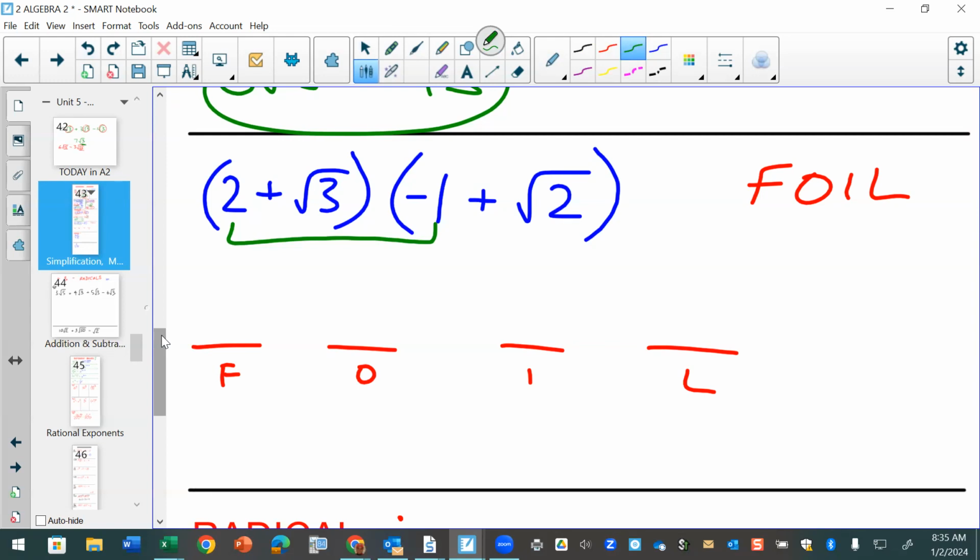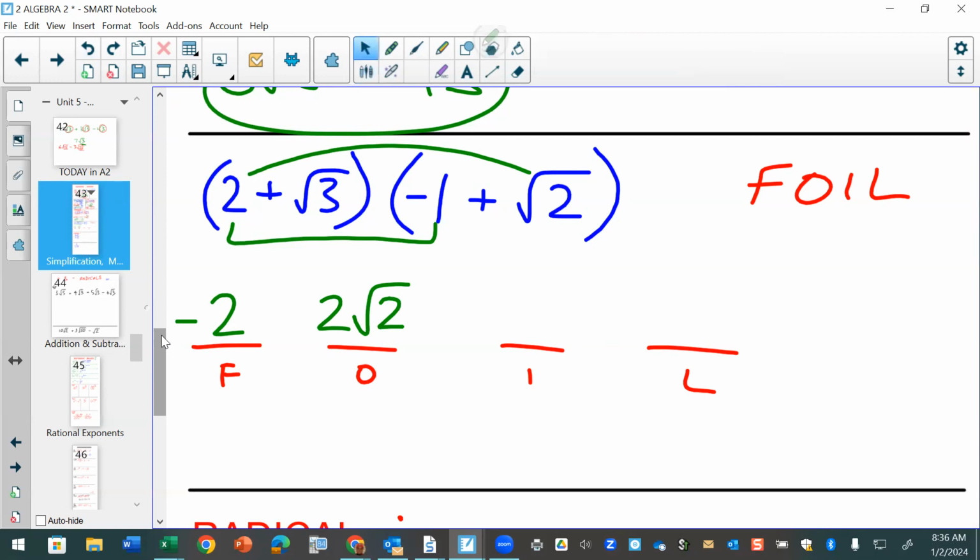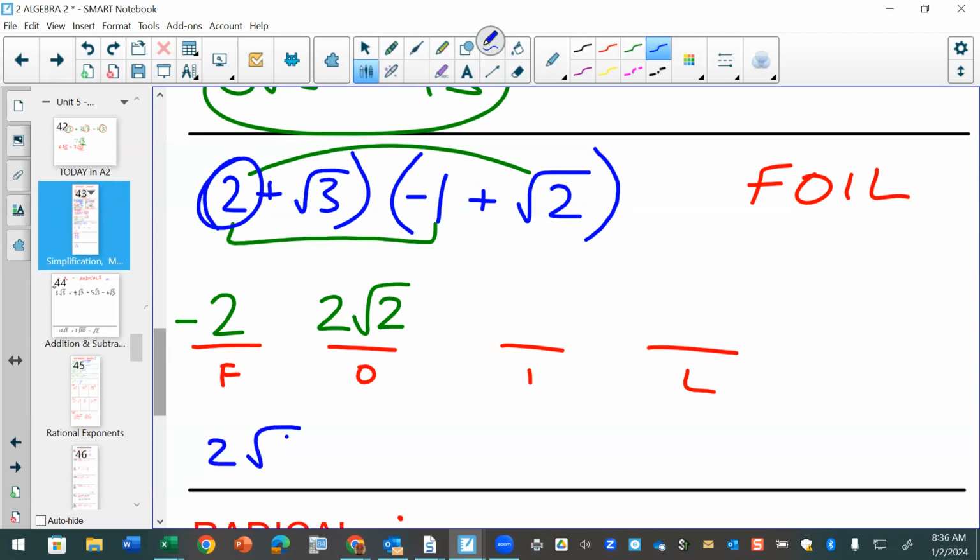All right, FOIL with me. What do you get first? Negative two. Half credit? You got it. All right, how about the outsides? Two radical two. Okay, before, that was easy, but here's what I want you to think. That says 2 radical 1. You don't see the radical 1 because, well, it's 1 times just 2. Okay, but it's there. All right, and what's in front of the radical?